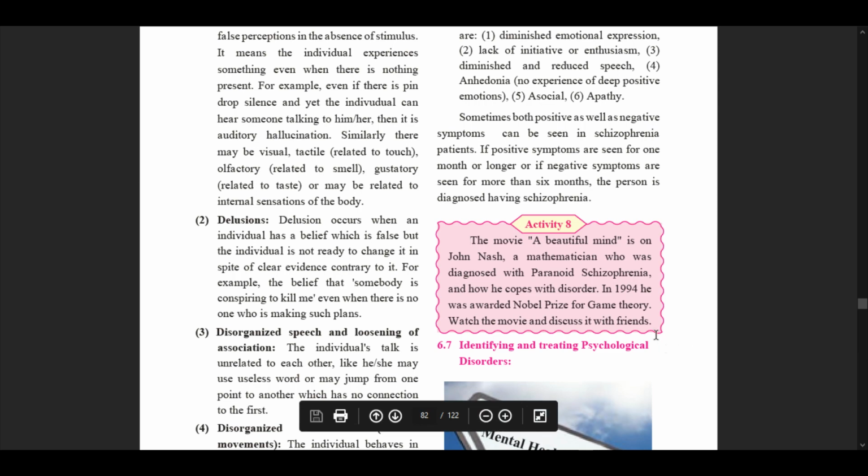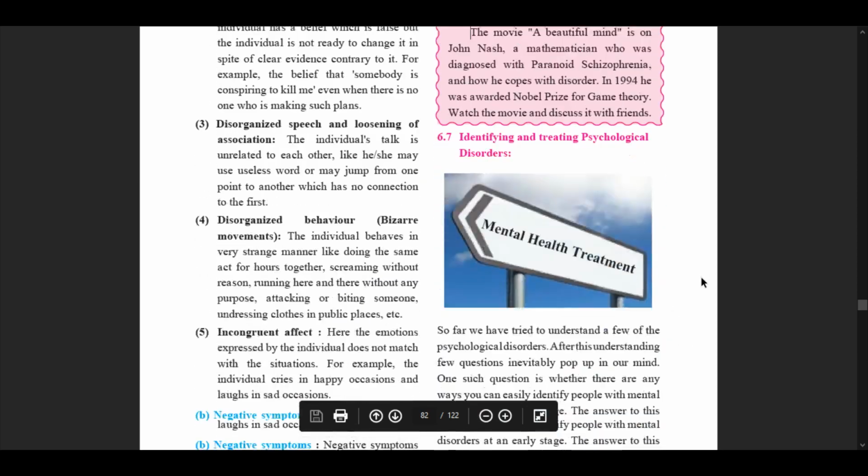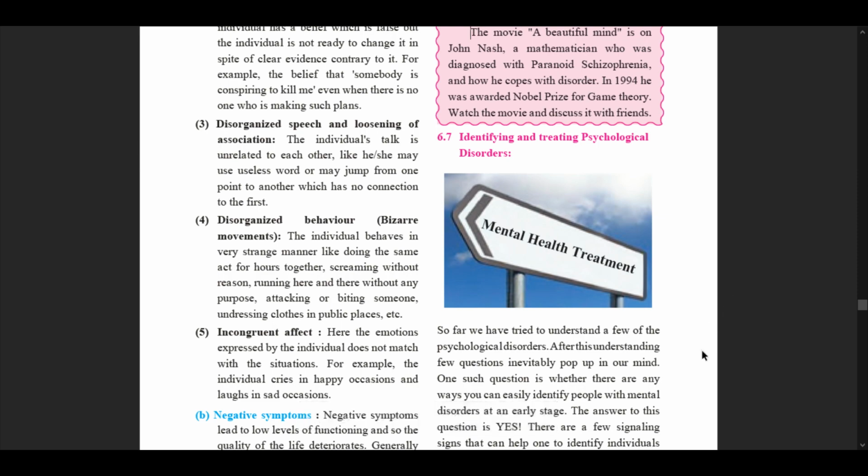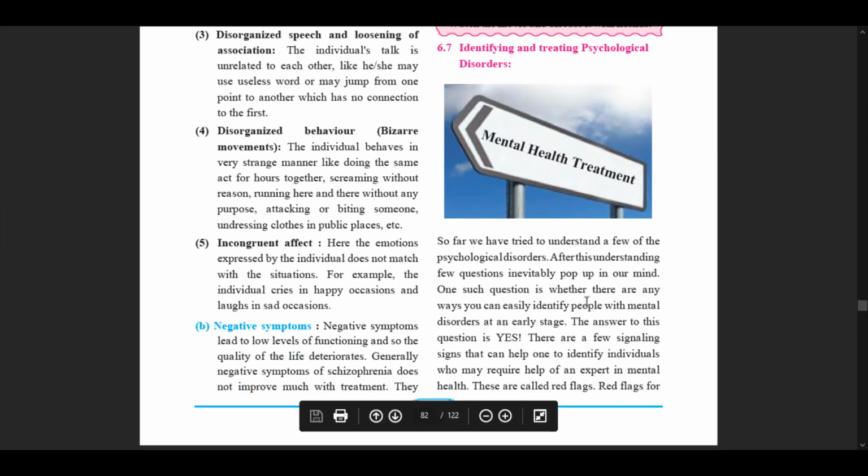So this was our unit 6.6. We move forward to our unit 6.7, identifying and treating psychological disorders. So far we have tried to understand a few psychological disorders. After this understanding, a few questions inevitably pop up in our mind. One such question is whether there are any ways you can easily identify people with mental disorders at an early stage. The answer to this question is yes.